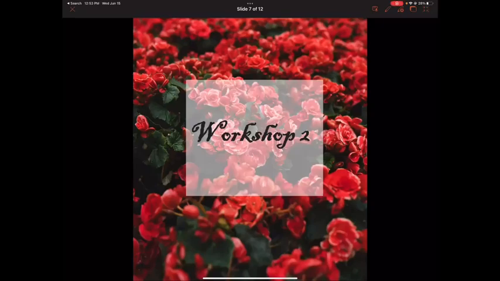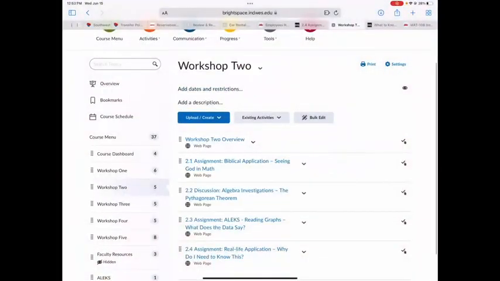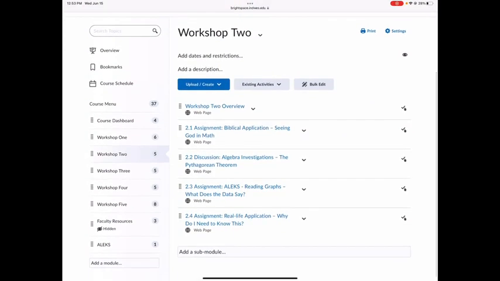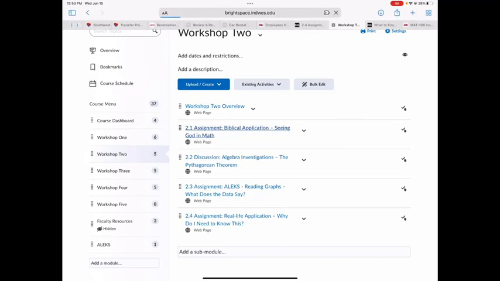All right, so workshop 2 help. Let's look and see what we have. Workshop 2 has a little less assignments than workshop 1. First of all, you do the Bible, which should be pretty straight. Let's go to the Pythagorean theorem one.